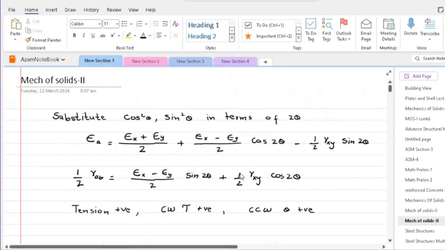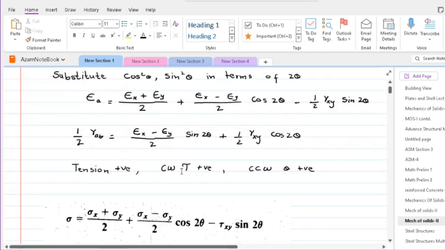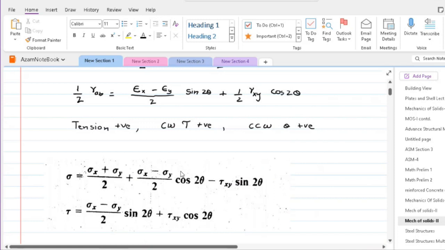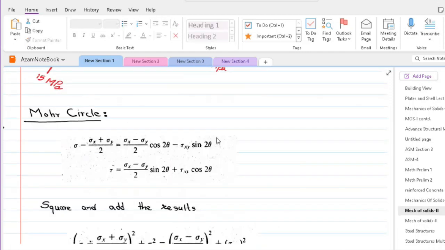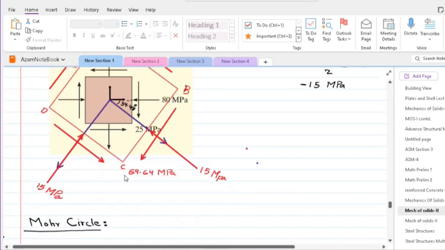As we discussed earlier, the equations of plane strain transformation are mathematically similar to the equations of plane stress transformation. Therefore, we can solve the problems involving plane strain transformation using Mohr circle. In the case of plane stress problems, we determine the radius and the center of the circle using the stress equation and the shear equation.